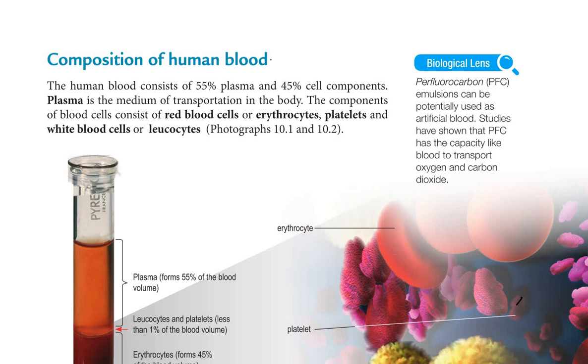Okay, composition of human blood. So you also have learned this in Form 3, right? So the human blood consists of 55% plasma and 45% cell components. Plasma is the medium of transportation in the body. The components of blood cell consist of red blood cells or erythrocytes, platelets, and white blood cells or leukocytes.